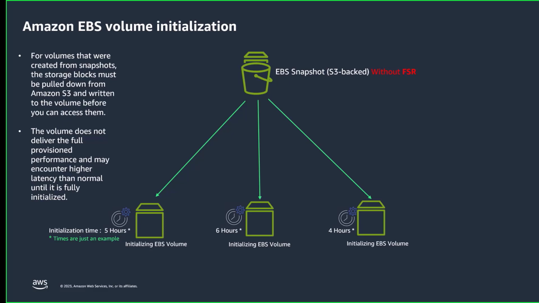One of the methods to avoid an initial performance hit in a production environment, while accessing volumes that were created from a snapshot, is to initialize all the blocks of the Amazon EBS volume. This is done by pulling down the storage blocks from Amazon S3 and writing them to the volume before you access them. This process is called EBS initialization, as shown in this diagram.